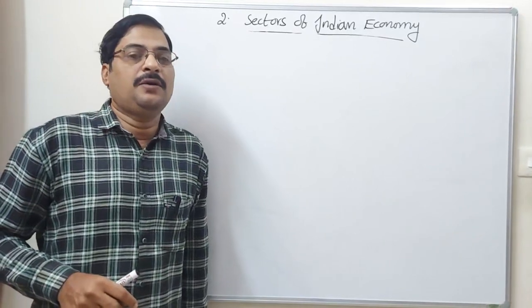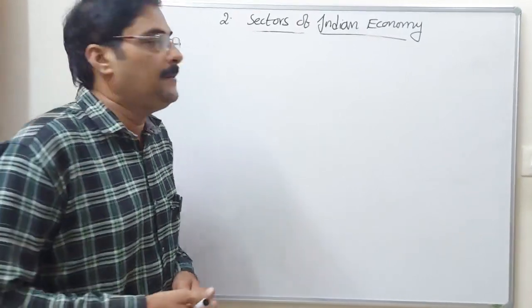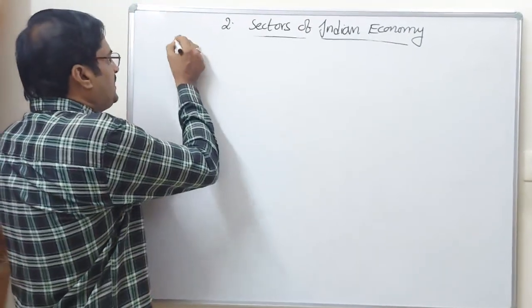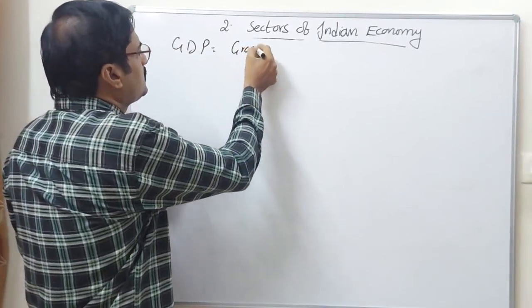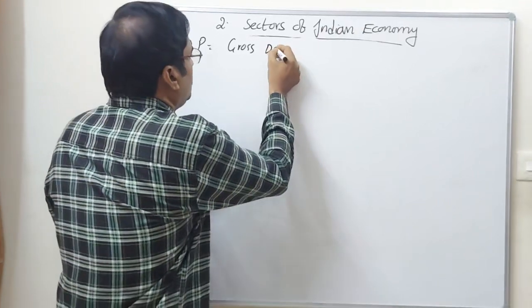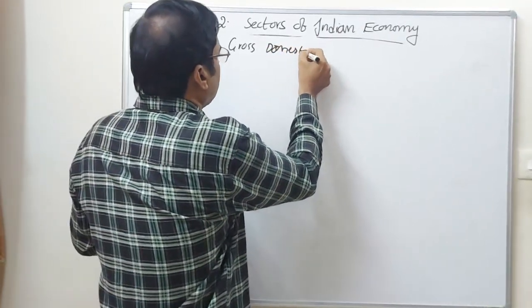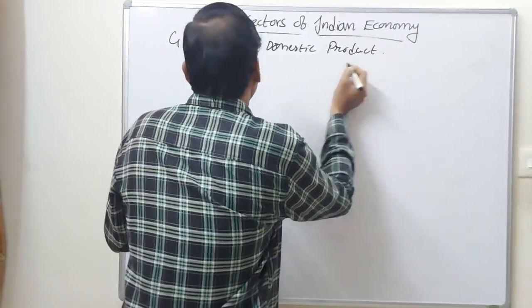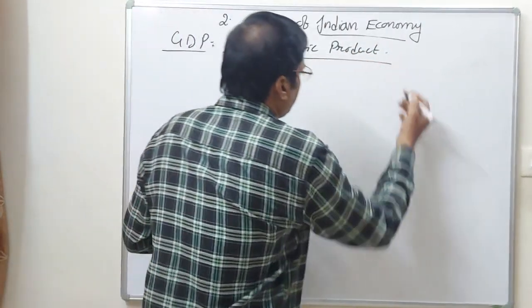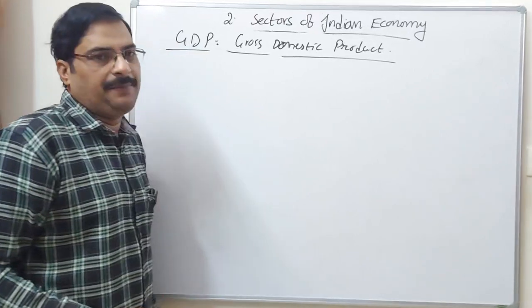So here we have to discuss the GDP. What is the meaning of GDP? GDP means gross domestic product. Gross domestic product is called GDP.